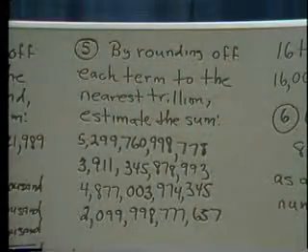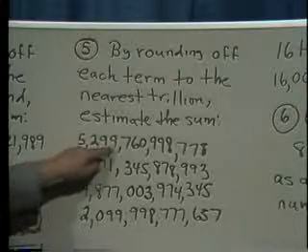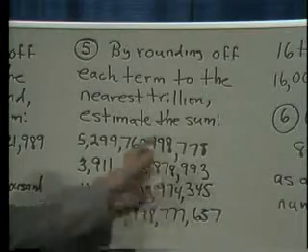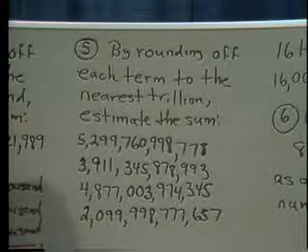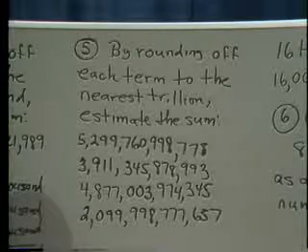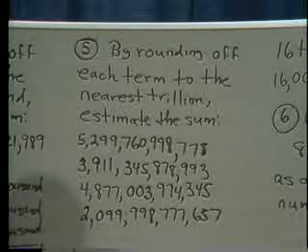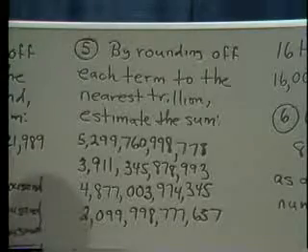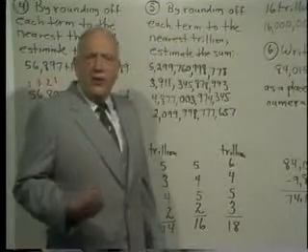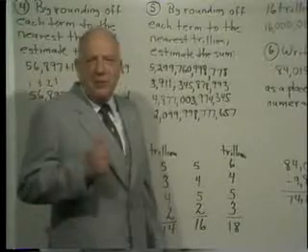It says by rounding off each term to the nearest trillion, estimate the sum 5,299,760,998,778. Heck, that's taking me a long time just to pronounce. What a messy problem this is. But you see, a lot of times you don't care about what we call the small change, the nickels and dimes. When you're on a billion-dollar contract, if you ignore a few pennies, or even a few $100, or even a few $1,000, there's no real harm done. What you don't want to do is to ignore $1 billion.